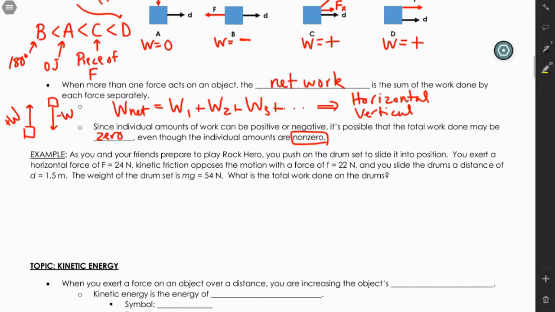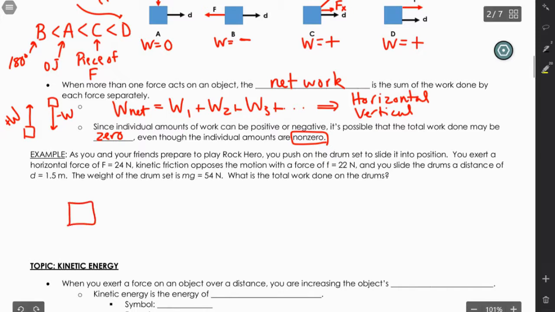So here's an example. It says, as you and your friend prepare to play Rock Hero, you push on the drum set to slide it into position. You exert a horizontal force of 24 newtons. The kinetic friction opposes the motion with a force of 22 newtons, and you slide the drum a distance of 1.5 meters. The weight of the drum set is mg, which is 54 newtons. What is the total work done on the drums?